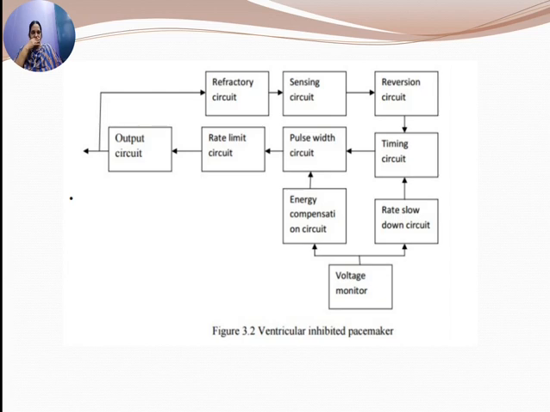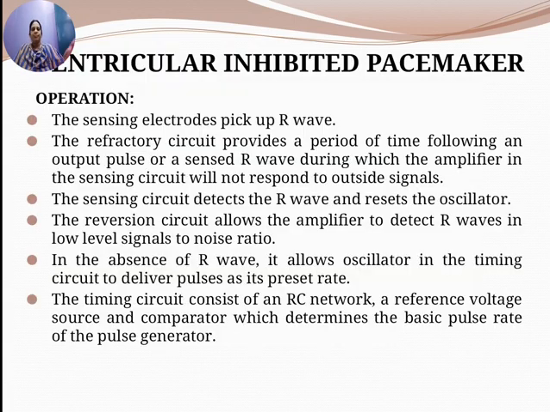We have the voltage monitor, the rate slowdown circuit, and the energy compensation circuit. From the voltage monitor, the signal goes to the rate slowdown circuit and the energy compensation circuit. We have a timing circuit, pulse width circuit, rate limit circuit, refractory circuit, sensing circuit and reversion circuit. All these are the basic blocks of a ventricular inhibited pacemaker.